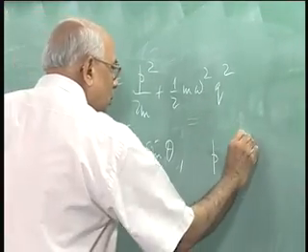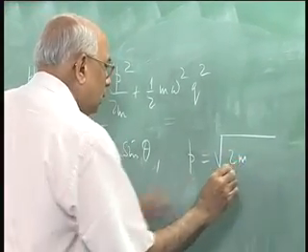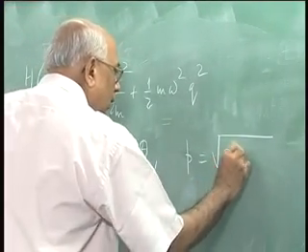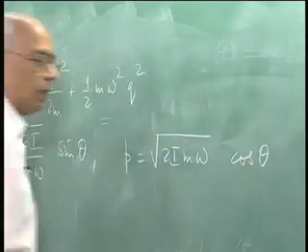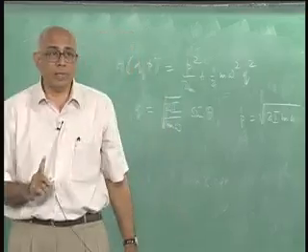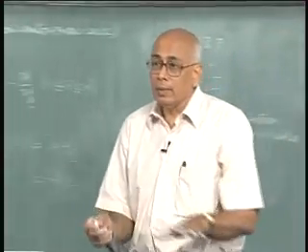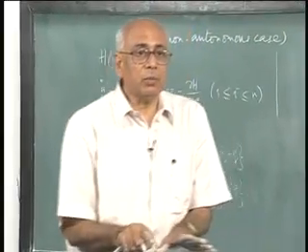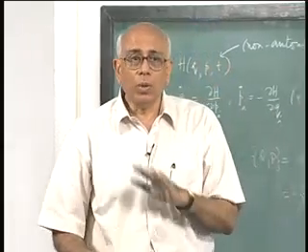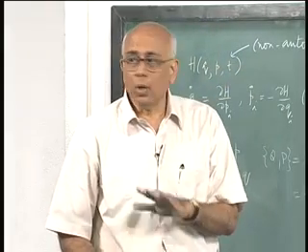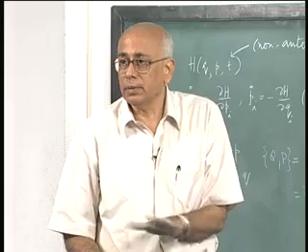P equal to square root of 2I m omega cos theta. This is not going to polar coordinates, by the way. Incidentally, if you are on a plane, a system with 2 degrees of freedom x and y and 2 momenta px and py, going to polar coordinates on this plane is not a canonical transformation.